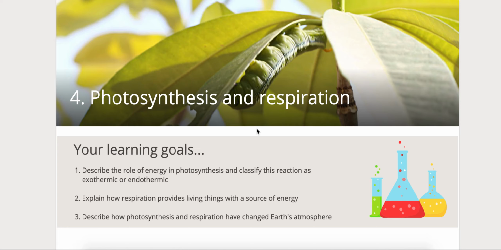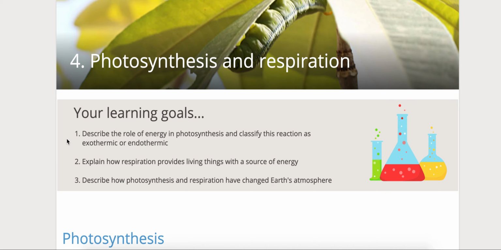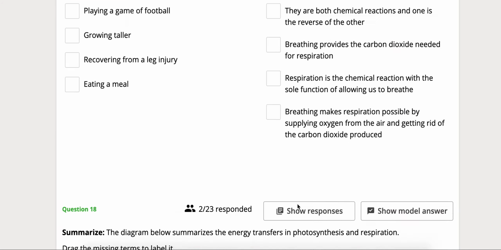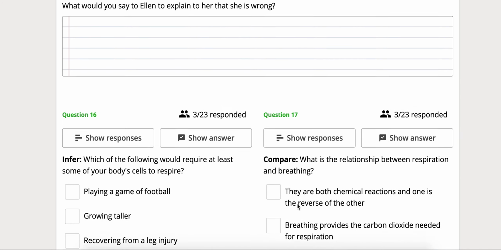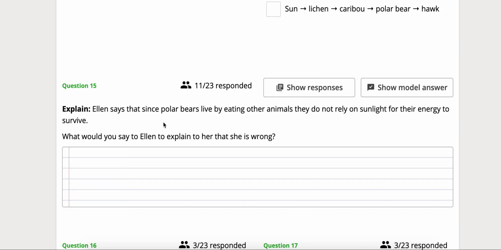So last lesson, and in the previous video, we were looking at the 3 learning goals shown on the screen. Today, we will continue with those 3 learning goals because it is an extension of this work. So if we scroll down to where we left off, we stopped it at question 15, which is right about with the polar bears.